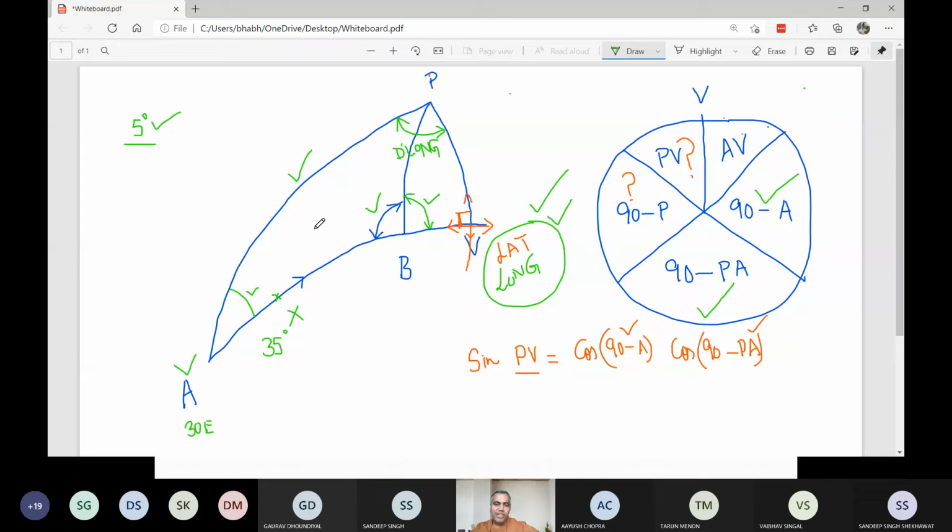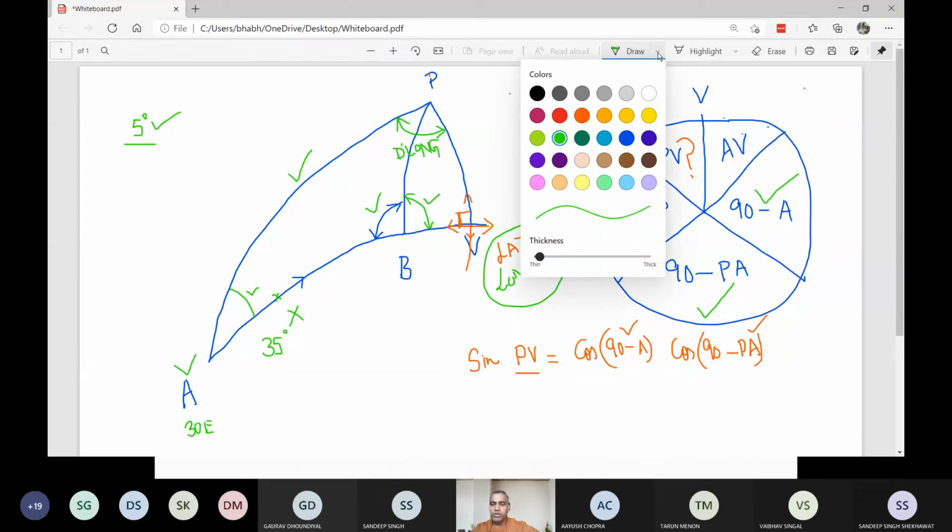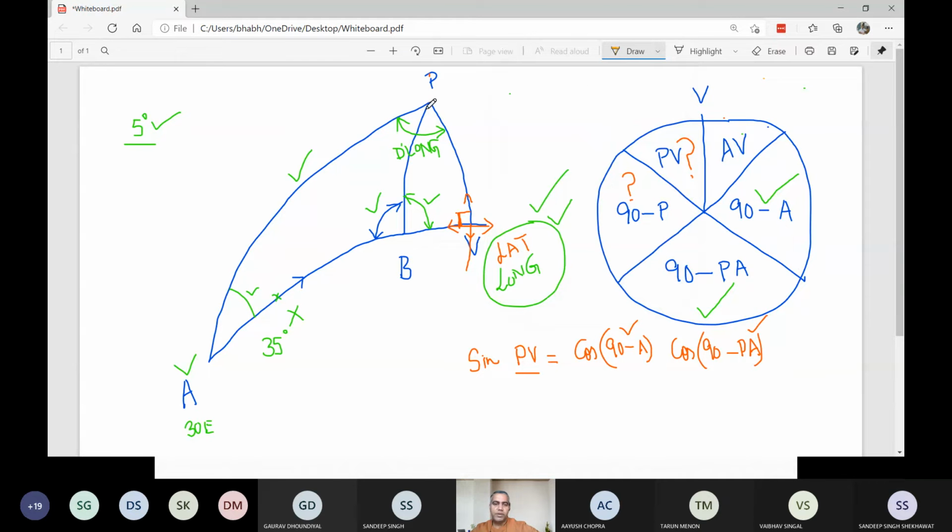तो अब ये कैसे ढूंढेंगे हम? What you do now is you join PX. Let's pick up yellow color. So मैंने अब P और X को ज्वाइन कर दिया है. Now you look at triangle PVX. इस ट्राइंगल पे देखो आप. Let me highlight all the sides in yellow or orange.